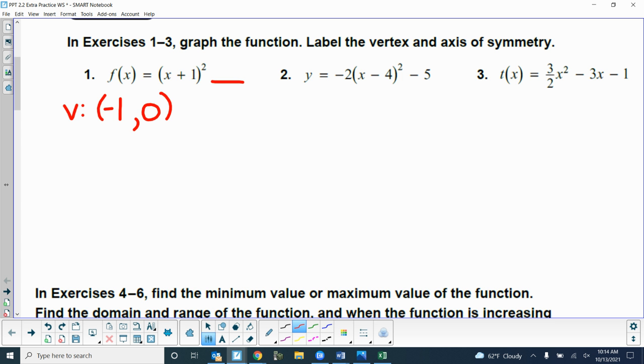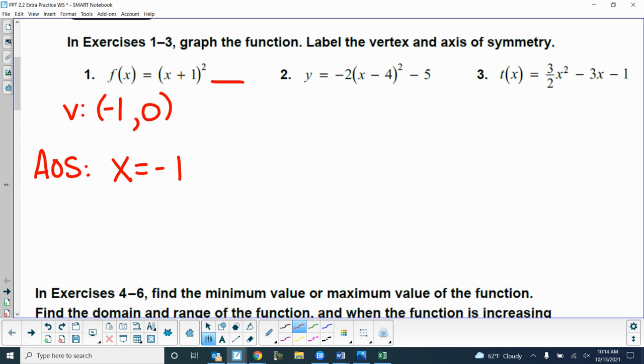Okay? So if I know what the vertex is, I know what the axis of symmetry is. William, what is it? Right. If that's the vertex, the axis of symmetry goes right through it. So what's x equal? -1. There you go. Smart. Questions on that?